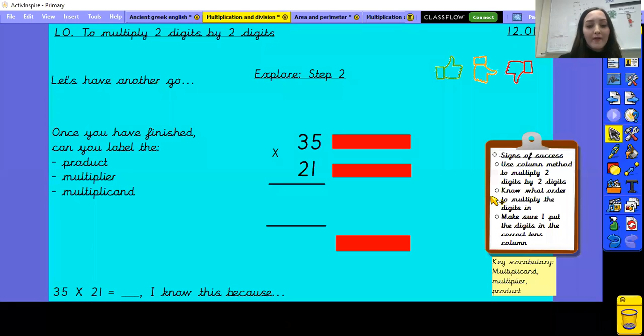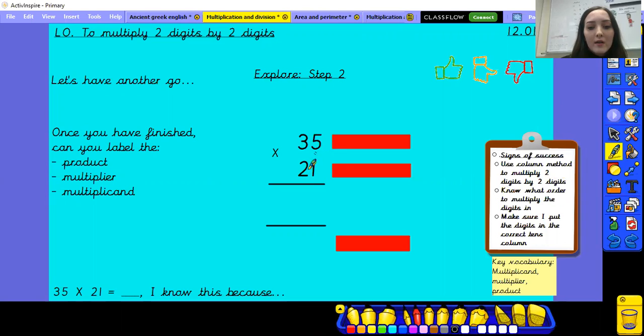Okay, well done everyone for having a go. I'm now going to talk you through how we would do it. So firstly, you're going to do 1 times 5, which is 5, and that goes here in our ones column. Next, I'm going to do 1 times 3, which is 3, and that goes here in our tens column. Next, I'm going to do 2 times 5, which is 10. So our 0 goes here in our tens column and our 1 underneath. And we need to put a 0 here also.